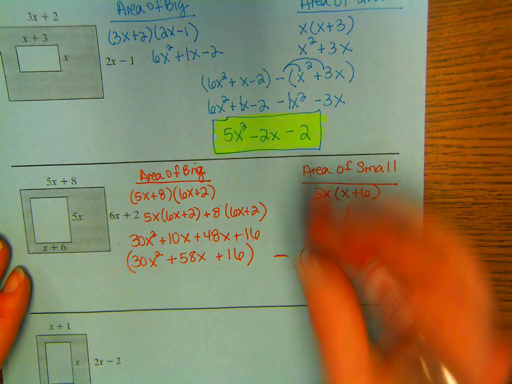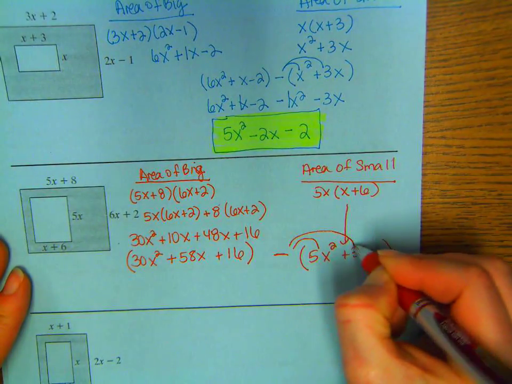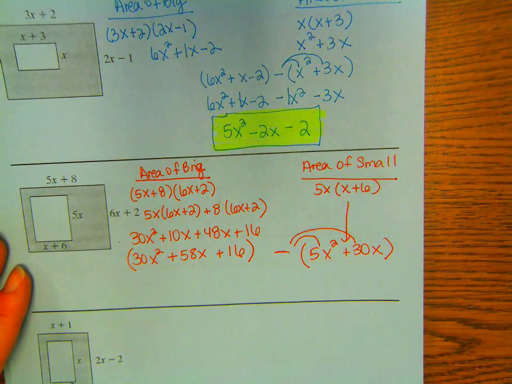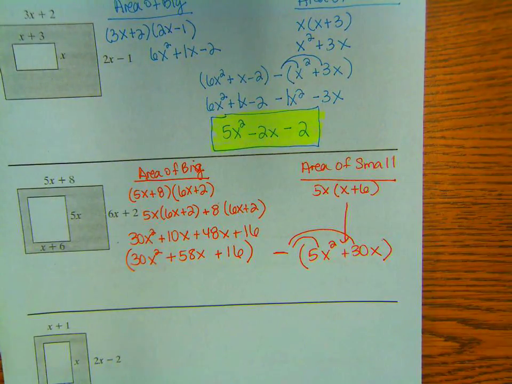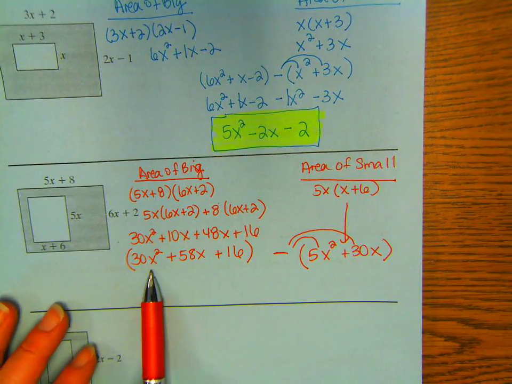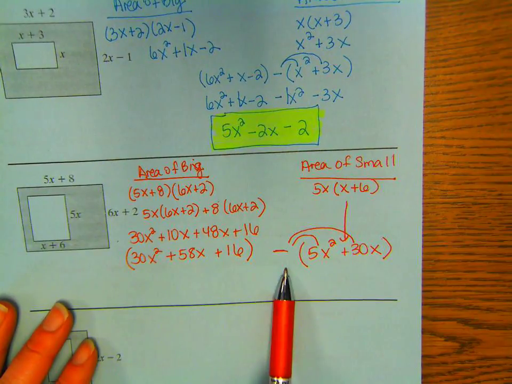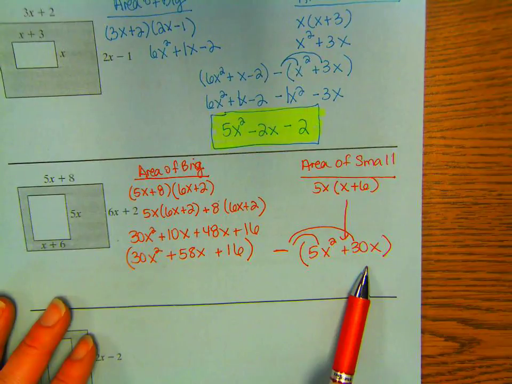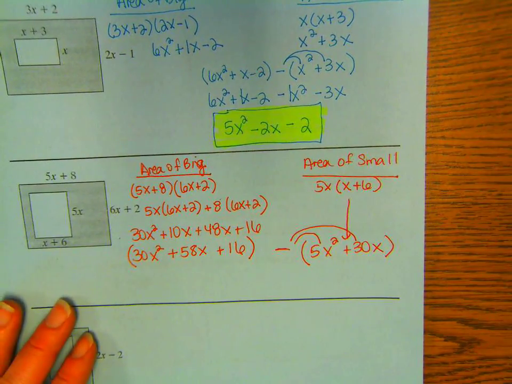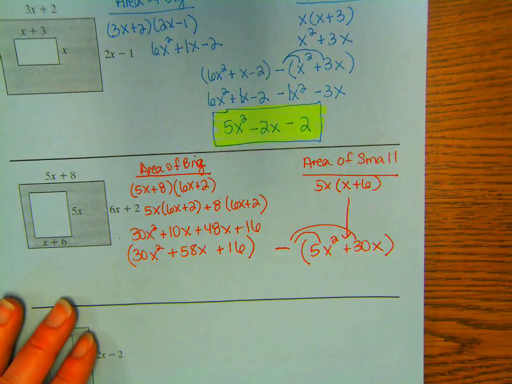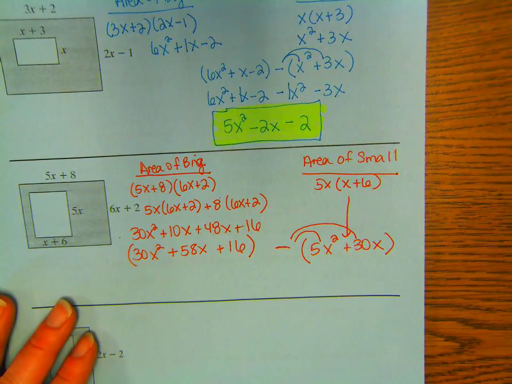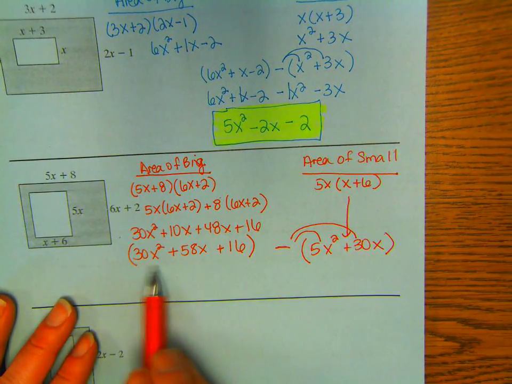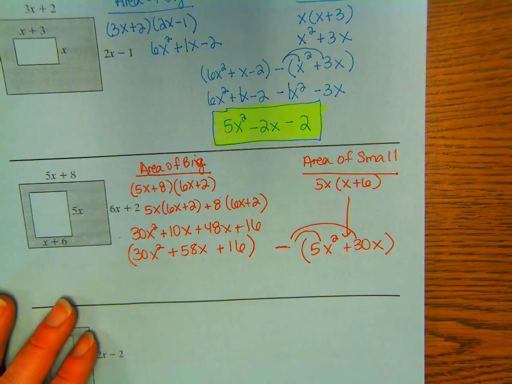Okay. So I have 30x squared plus 58x plus 16 minus 5x squared minus 30x. What is that going to simplify to be? How many x squareds will I have? So 30 minus 5, 25. Good. And then 58x, and I'm not adding 30x, I'm subtracting 30x. So, good. And then there's nothing to put with 16.